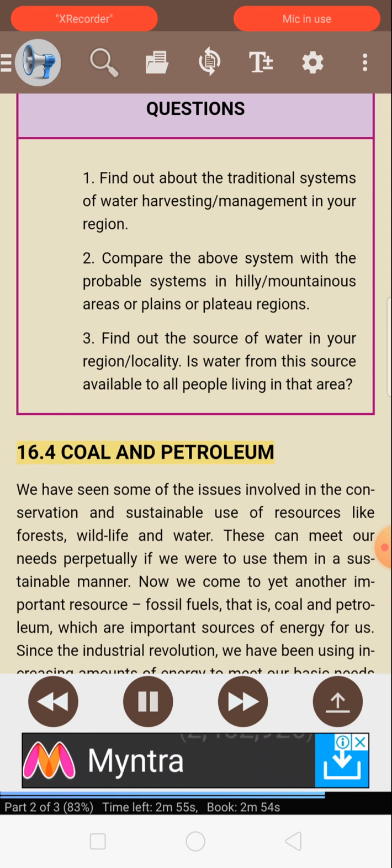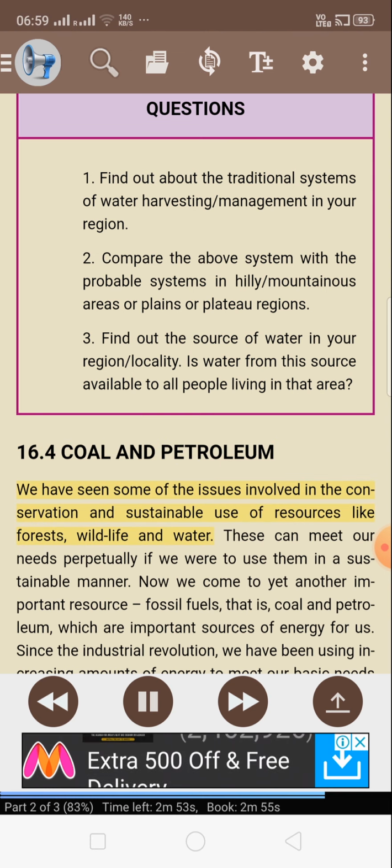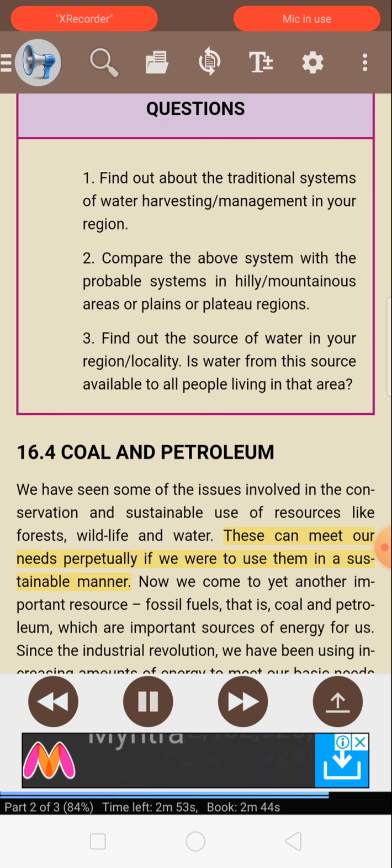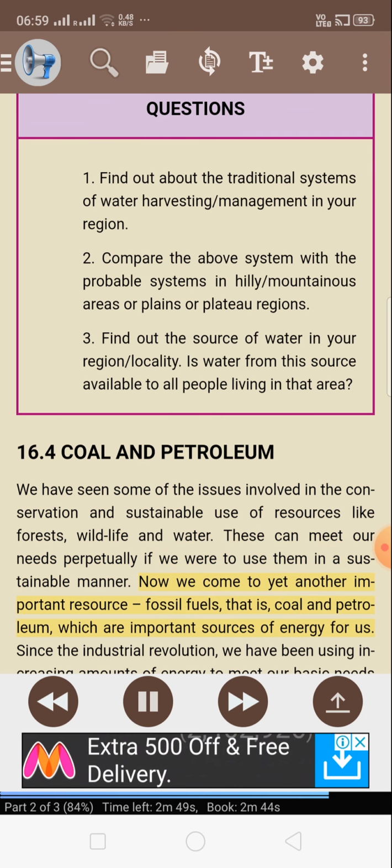16.4 Coal and petroleum. We have seen some of the issues involved in the conservation and sustainable use of resources like forests, wildlife and water. These can meet our needs perpetually if we were to use them in a sustainable manner. Now we come to yet another important resource, fossil fuels, that is coal and petroleum, which are important sources of energy for us.